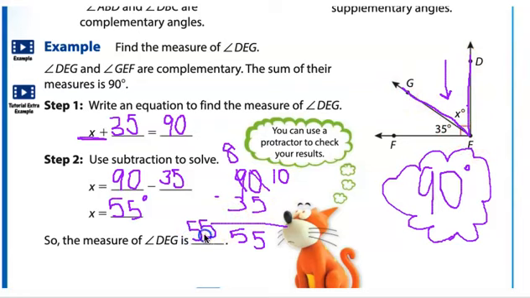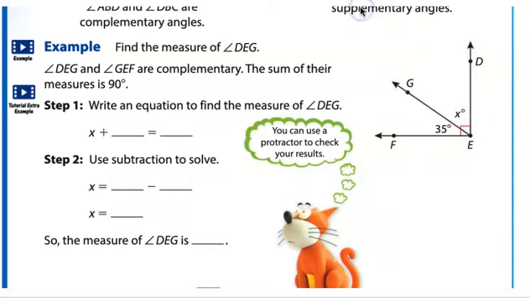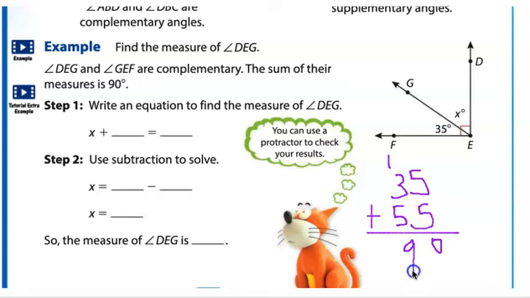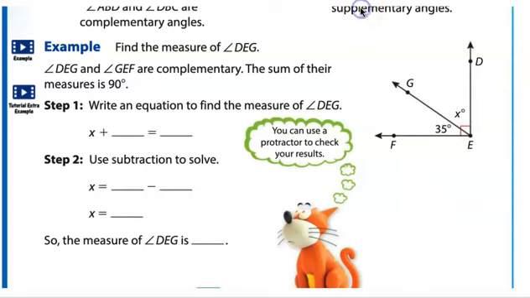So we know that they must add up to 90, so we can check it here. I can do 35 plus 55, and if we got it right, it will add up to 90. So 5 plus 5 is 10. 1 plus 3 is 4, plus 5 is 9, so 90. So we did that one correctly. All right, let's look at another example.